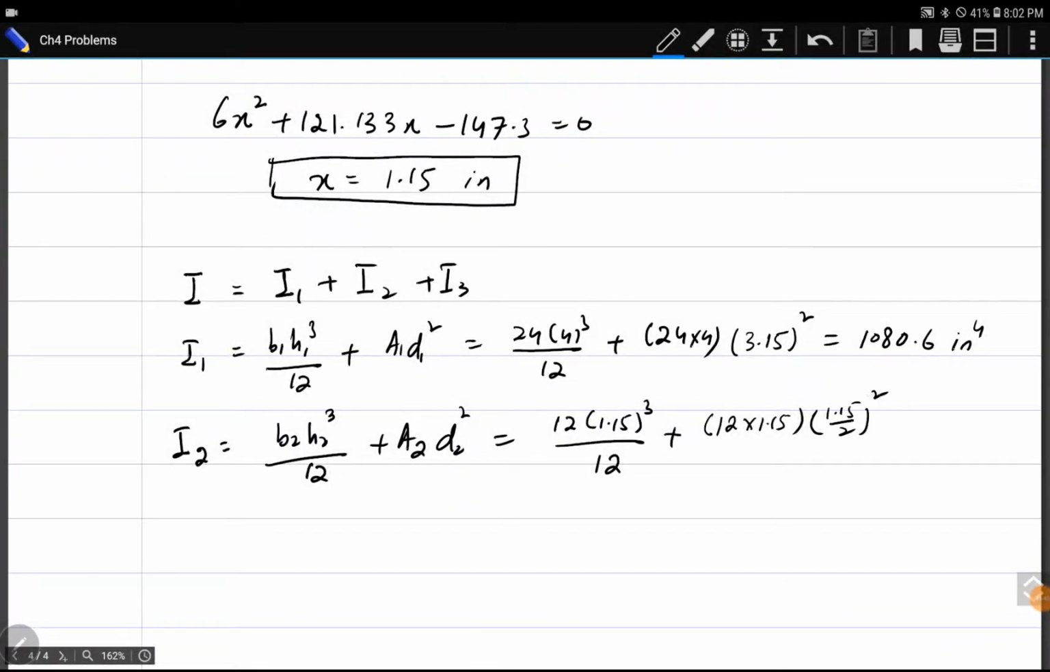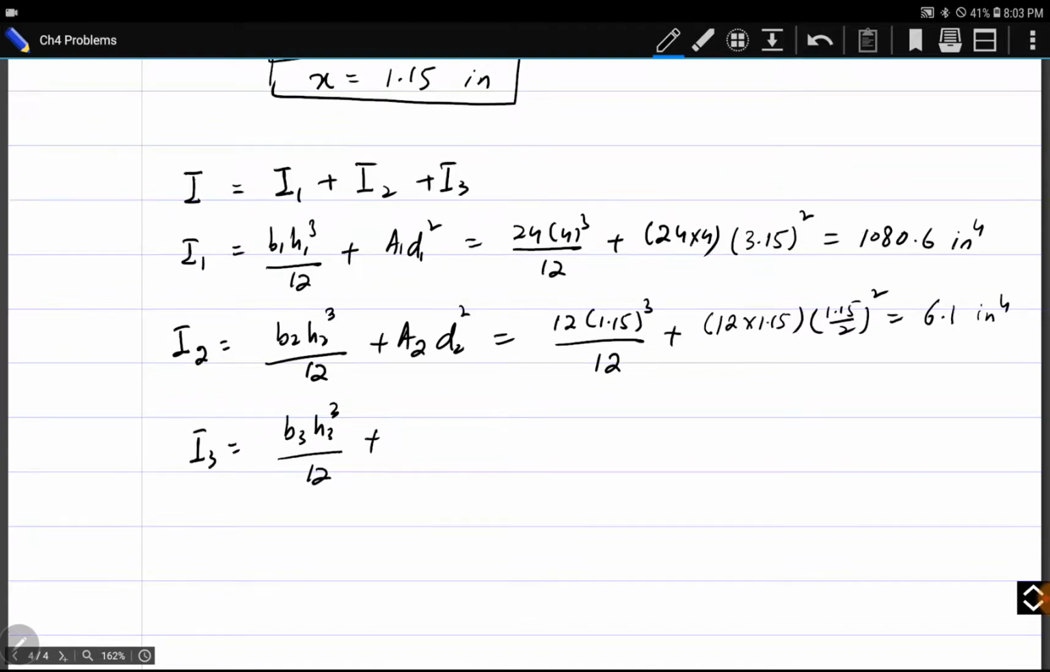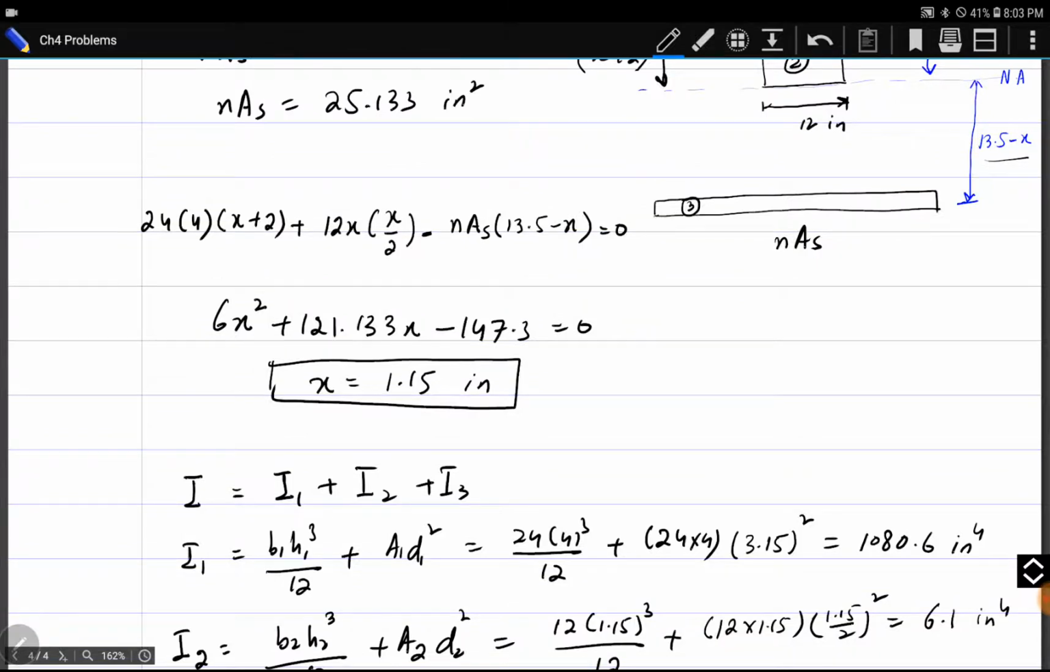Divided by 2, so this becomes 6.1 inch power 4. I3 is B3H3 cube divided by 12 plus... Now I3 is actually, our area 3 is made of steel, but actually it has been transformed into concrete.